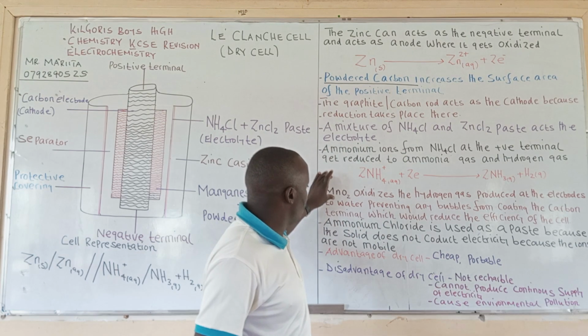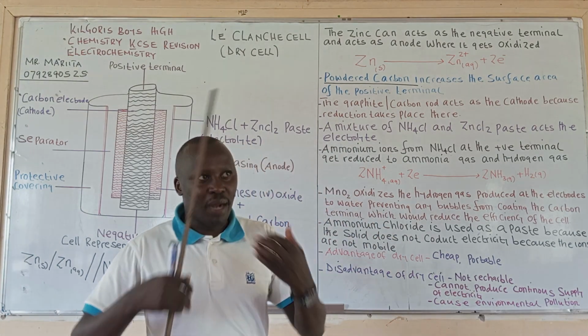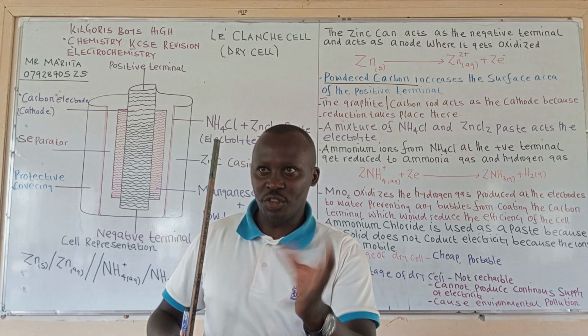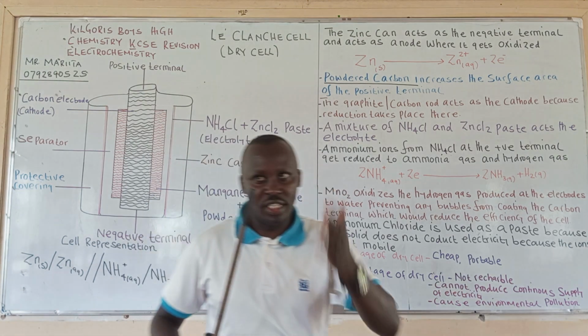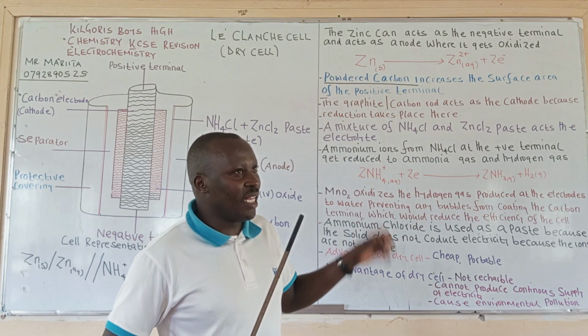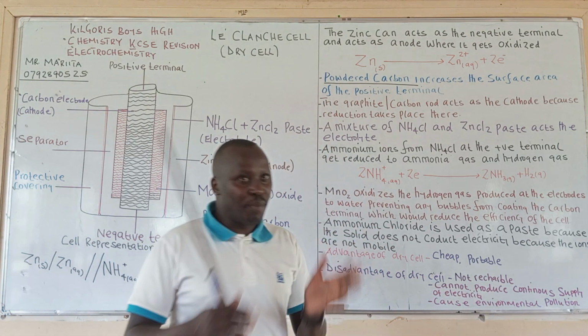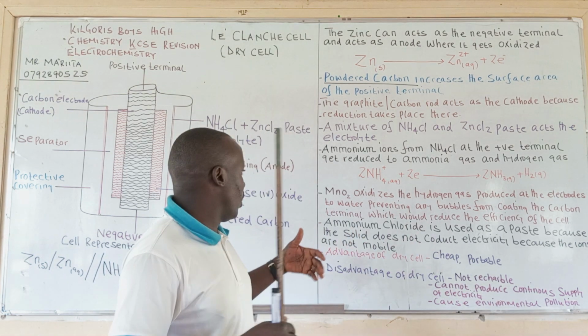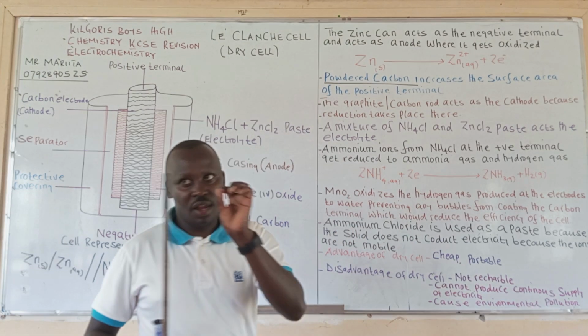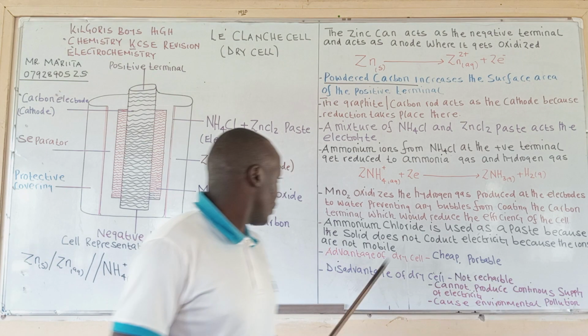So if you are required to give the purpose or the role of the manganese oxide, it is just the same. It oxidizes the hydrogen gas produced to water and therefore prevents any bubbles coating the carbon, which could also reduce the efficiency of this cell.